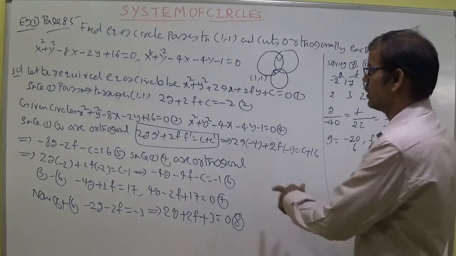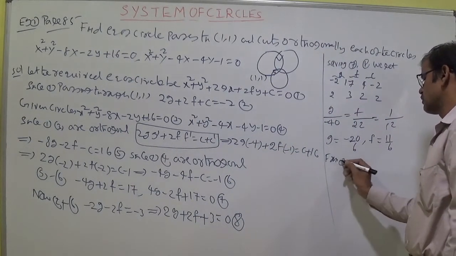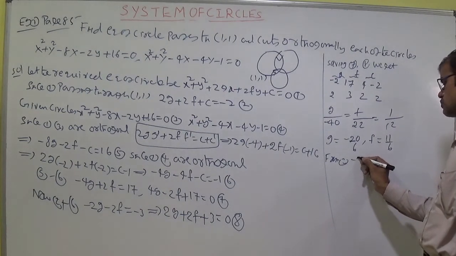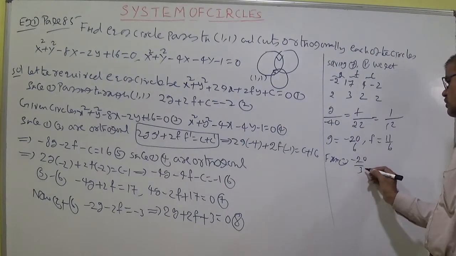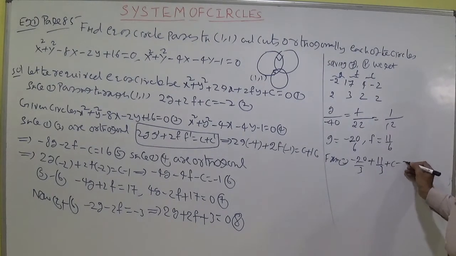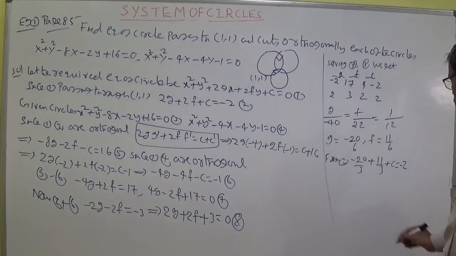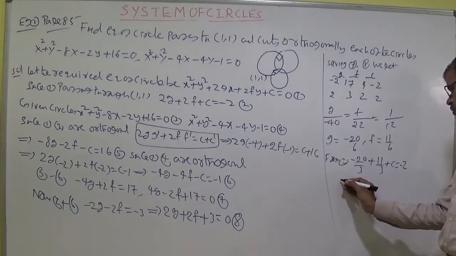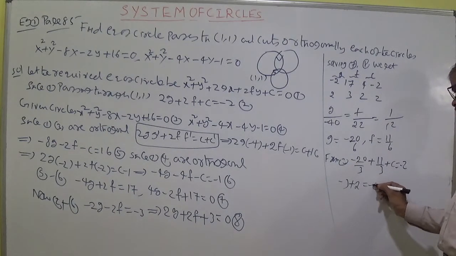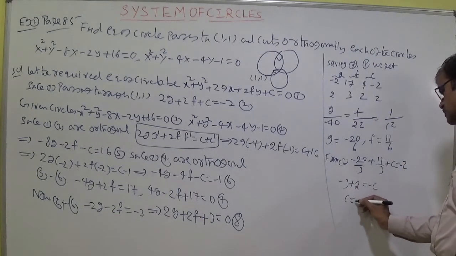Substitute the g and f values in equation 2. From 2, 2g means minus 40 by 6, so minus 20 by 3. 2f is 11 by 3, plus c is equal to minus 2. Minus 20 plus 11 is minus 9, minus 9 by 3 is minus 3. Minus 3 plus 2 is equal to minus c. Minus 1 equal to minus c. c is equal to 1.